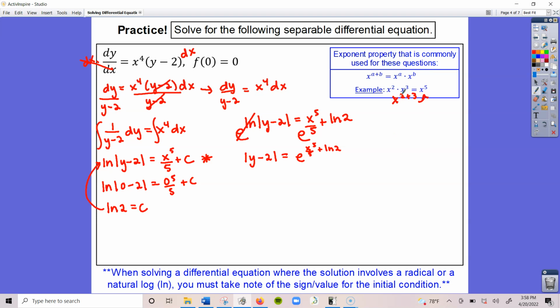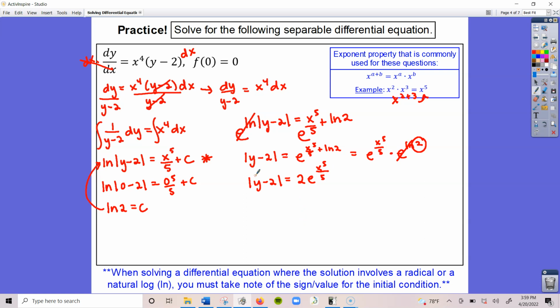So I am going to rewrite this as e raised to the x to the fifth over 5 times e to the ln of 2. This now allows me to cancel out this e with the ln, and I'm left with 2, which is now a coefficient. So I have absolute value of y minus 2 is equal to 2e to the x to the fifth over 5.